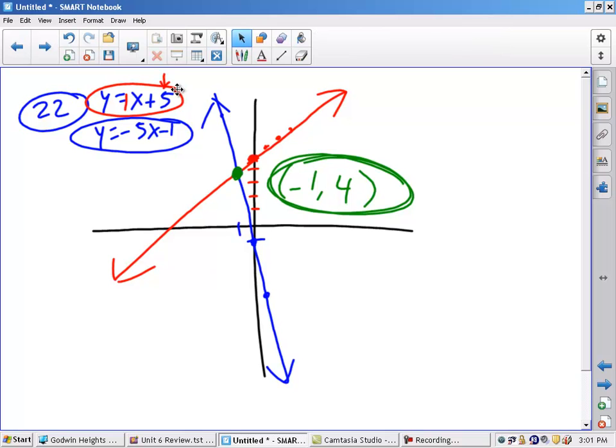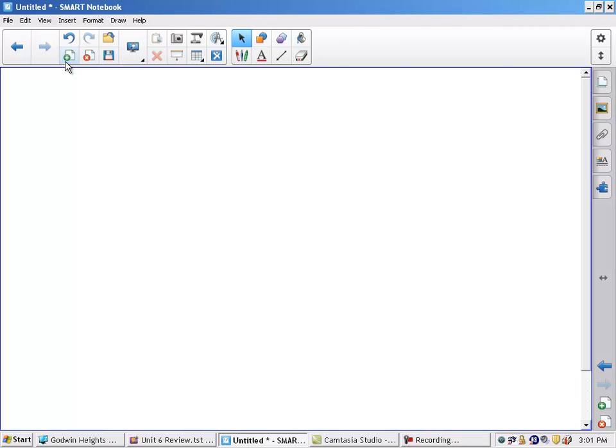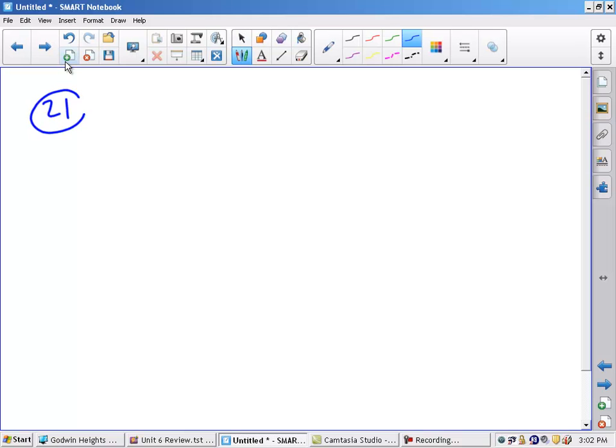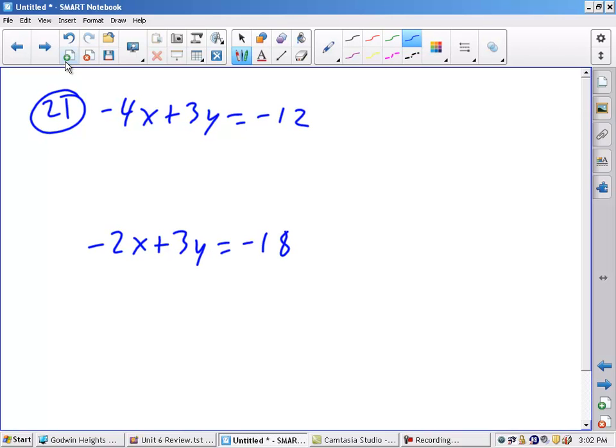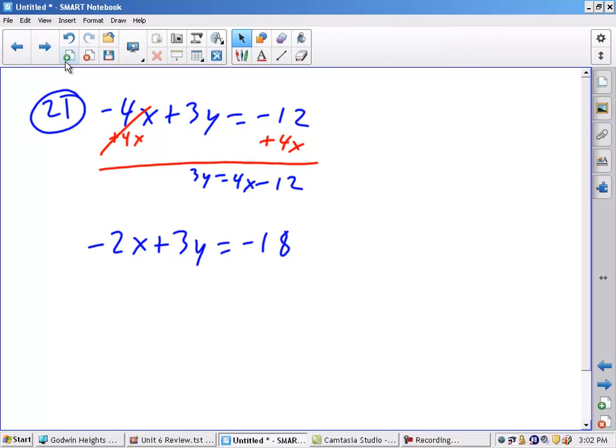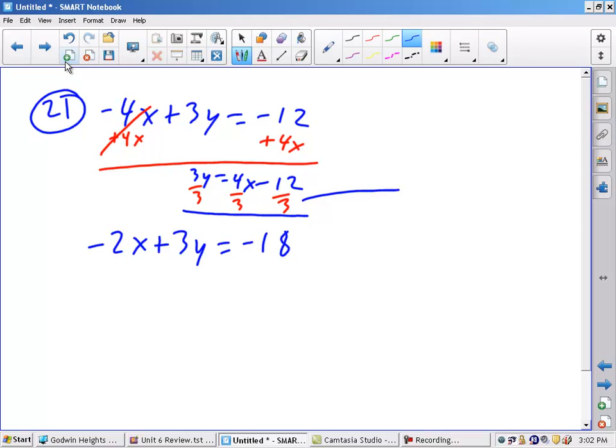Now 21 works the exact same way, except on 21, I won't graph the whole thing. The problem here, we've talked about this in class, is that you have equations that don't have y by itself. So for the first equation, I'll write them out both so you can have some room. I've got to add 4x to both sides before I can even graph this. And I get 3y equals 4x minus 12. And then I divide by 3. And then I get y equals 4/3 x minus 4.